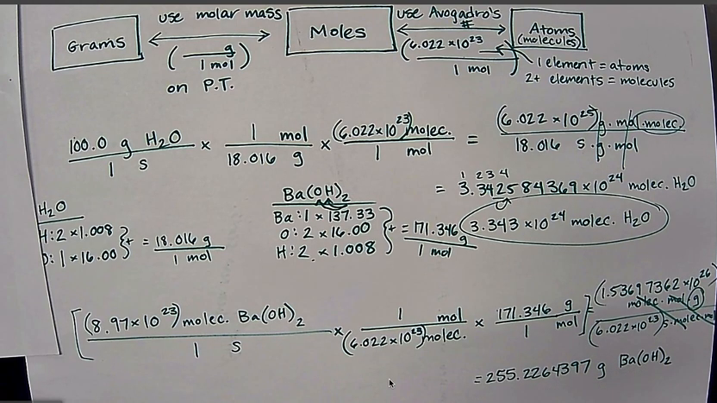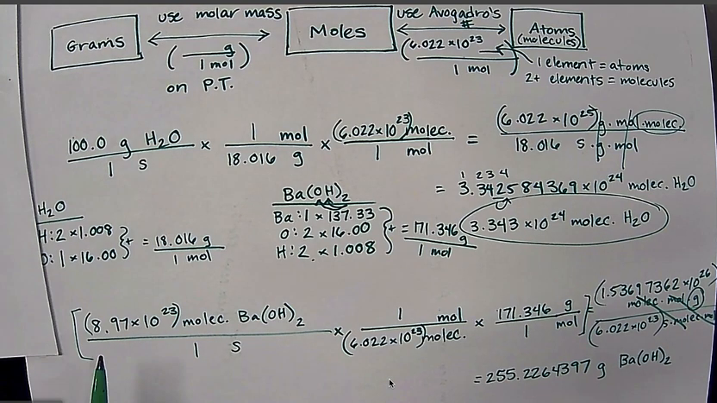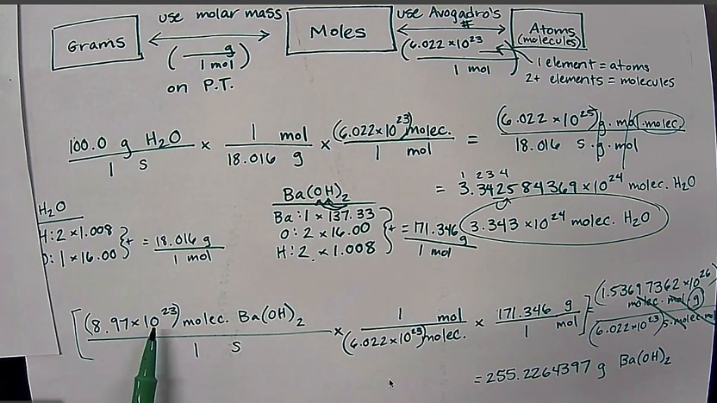Does that answer make sense? Well, I've got almost 9 times 10 to the 23rd molecules. That's more than 6 times 10 to the 23rd molecules. So that means I must have more than 1 mole. Remember, these are equivalent. If I have more than 1 mole, I must have more than 171 grams. That number's more, not too much more, so that makes sense. And I could put 200 grams on a balance without breaking it.